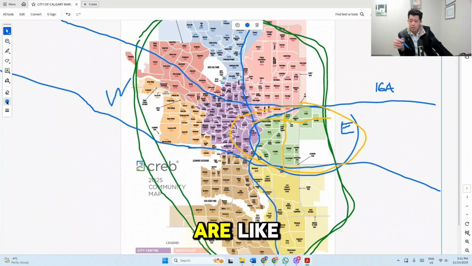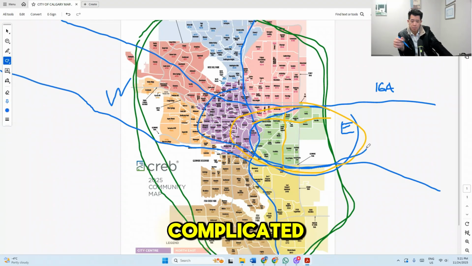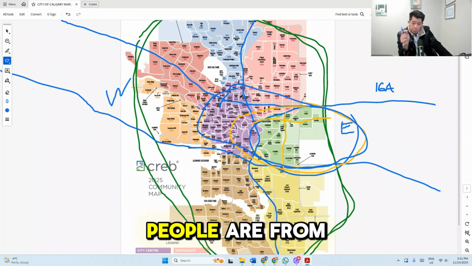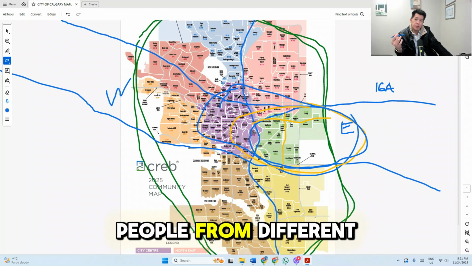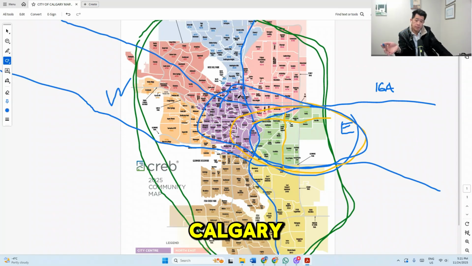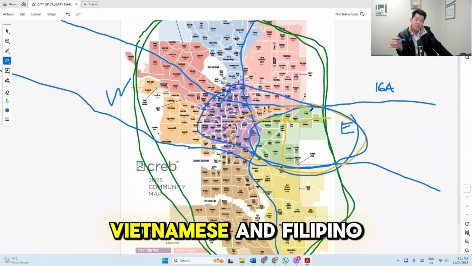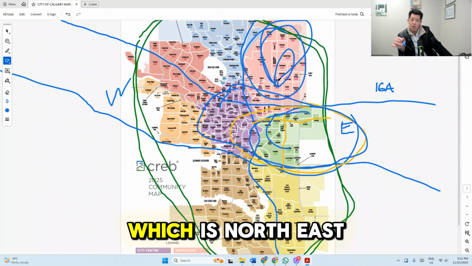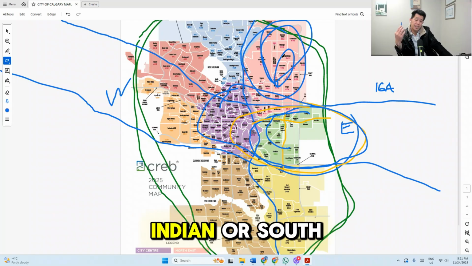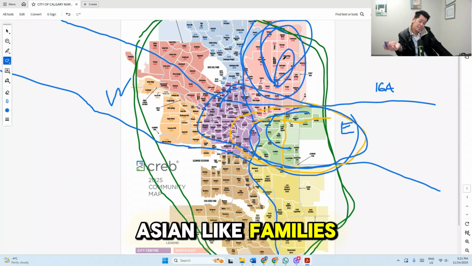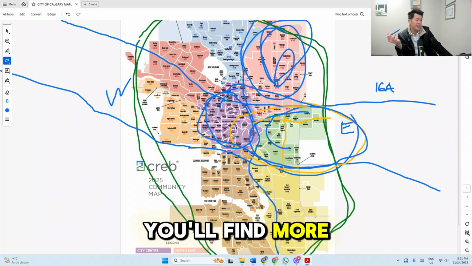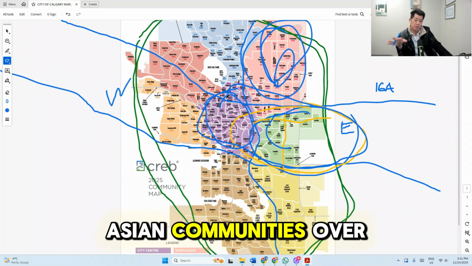So this area is busier and more complicated compared to another part of the city, if you know what I mean. People from different backgrounds live all over Calgary. But in this area, I personally noticed you'll find more Vietnamese and Filipino community in the green area over here. In the light pink area, which is Northeast District, you'll find more Indian or South Asian families. In the purple area over here, city center, downtown, you'll find more Chinese and other Asian communities.